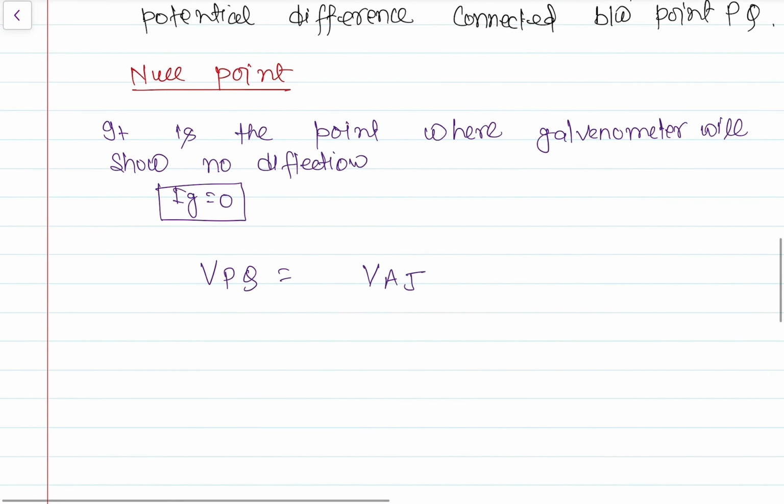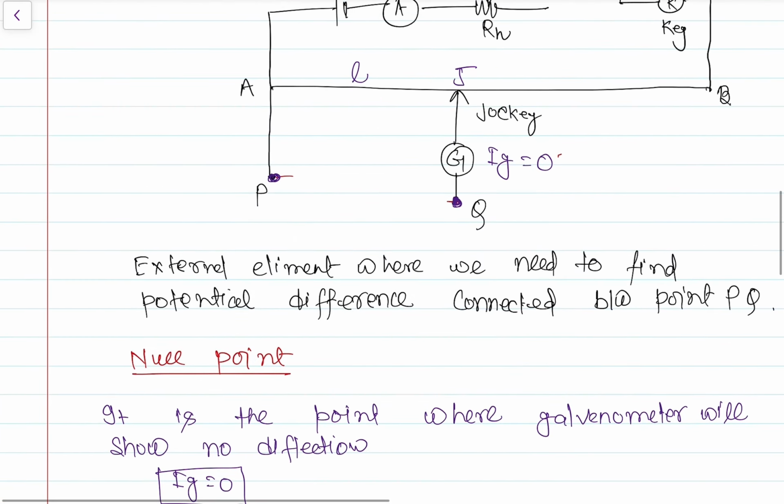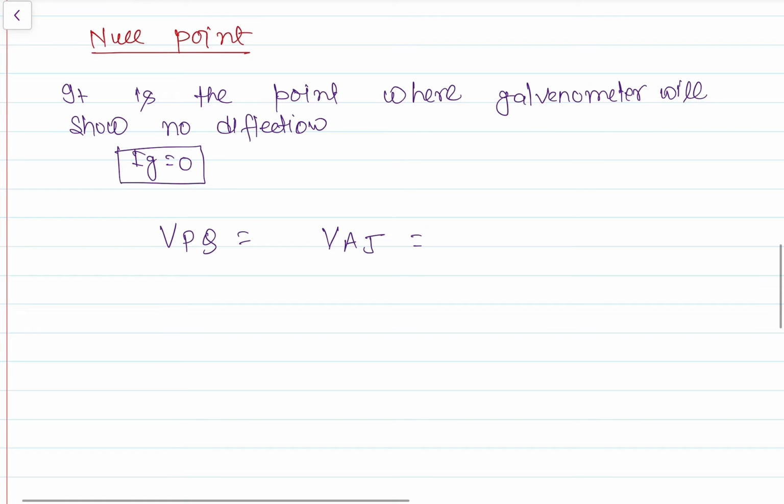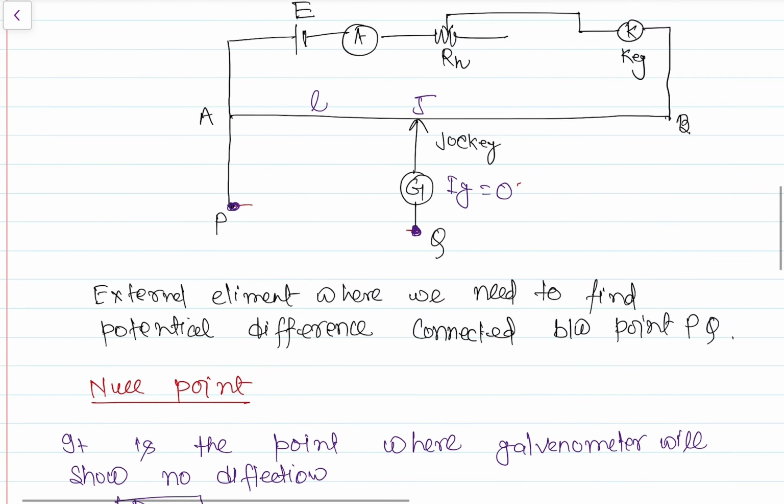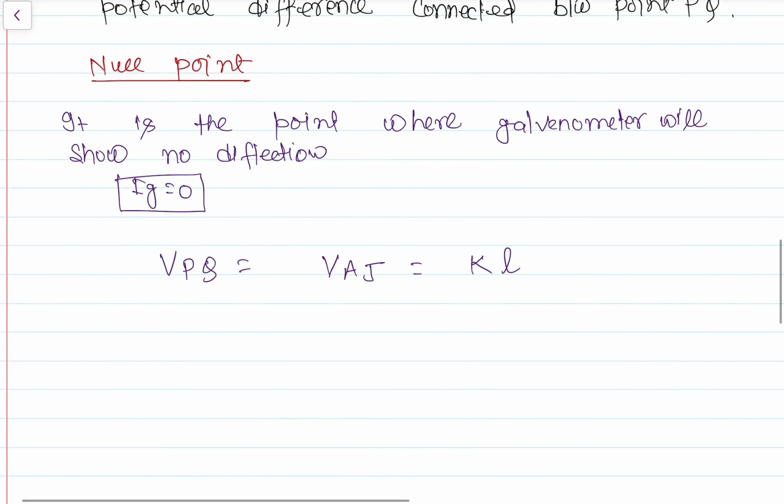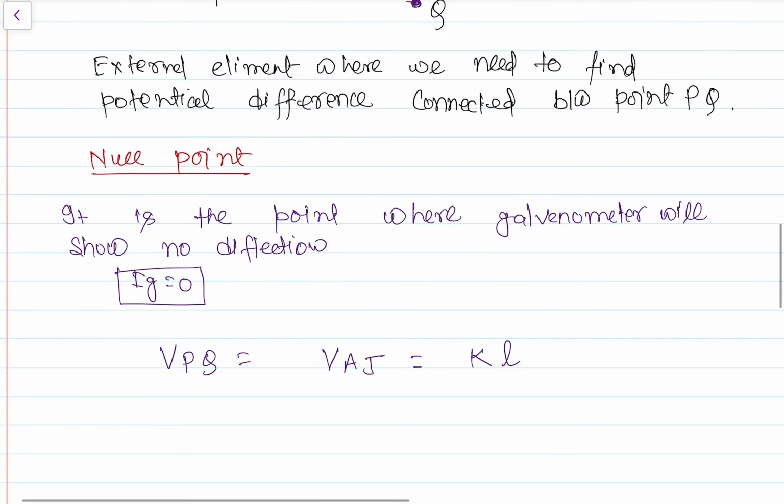Okay. So now we can say that potential drop occurs across AJ is equal to K times L, because here we got null point at length L. Okay, and this K is potential gradient, potential per unit length. For unit length, potential is K. Okay, so VPQ is equal to VAJ, which is equal to KL.